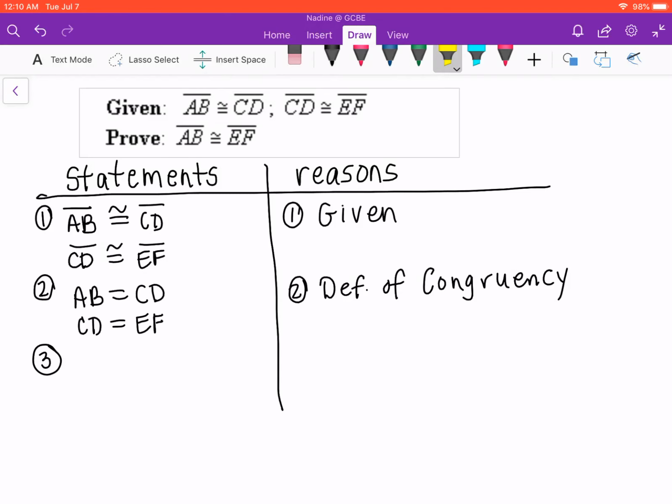Okay, so looking at this, I see CD and CD. Okay, so there's a property that states if two things are equal to the same thing, then they are equal to each other. Okay, so since AB and EF are both equal to CD, then that means they're equal to each other. So AB is equal to EF. Okay, do y'all remember which property that is? If you were thinking transitive, then you are correct.